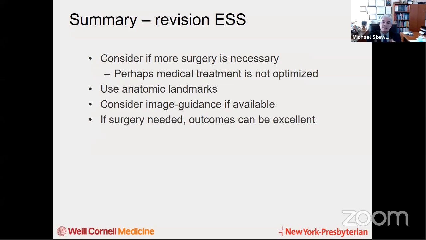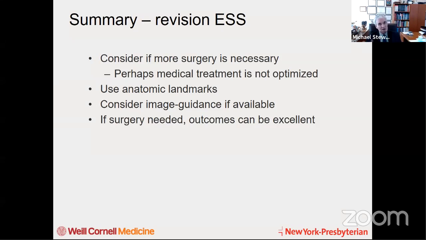Also, as I said at the beginning of this talk, always keep in mind that just because the patient had surgery and has now got symptoms and abnormal endoscopy, it may not be that more surgery is the answer. It may be that the patient needs better medical therapy. Maybe the patient needs better topical irrigation. Maybe they need topical budesonide. Maybe they have underlying allergy that's not treated, et cetera.